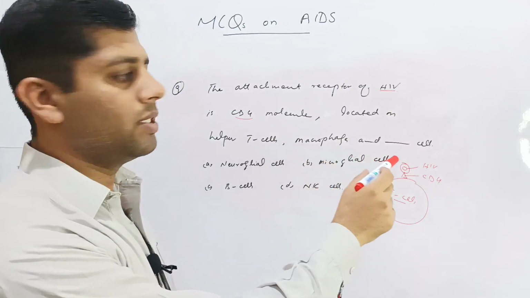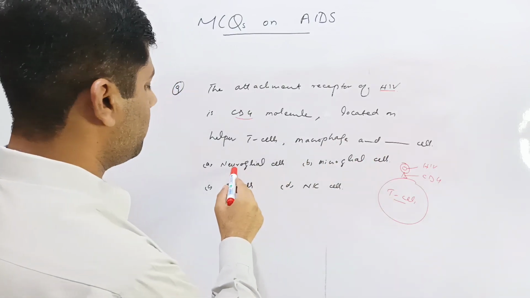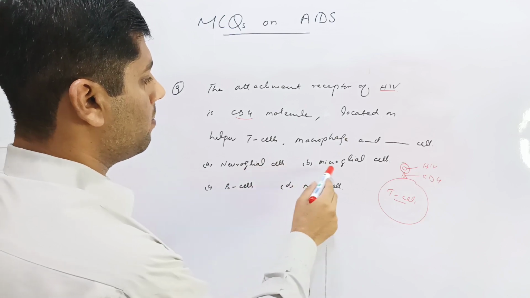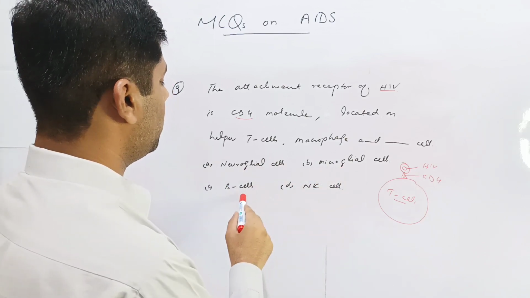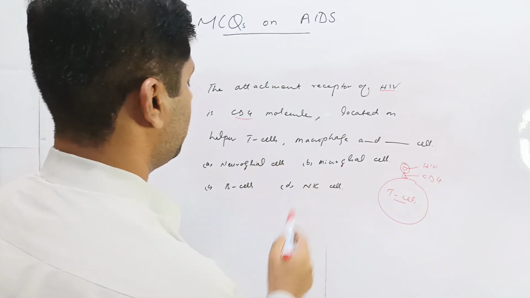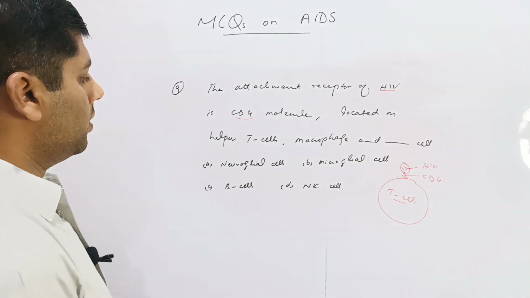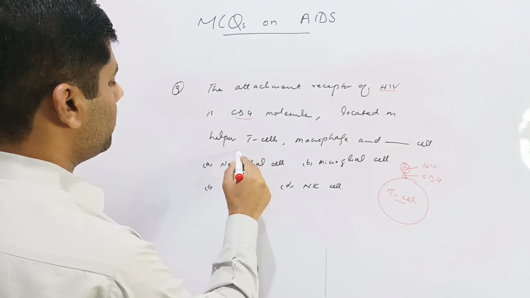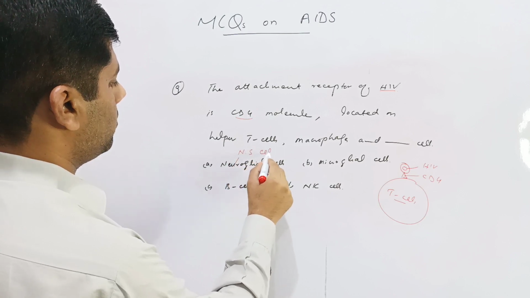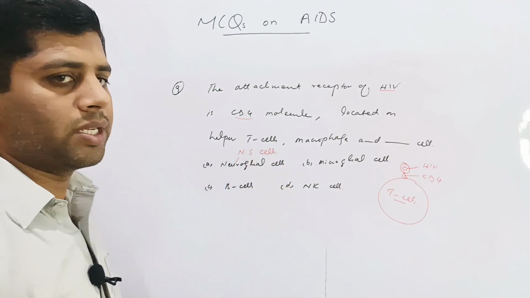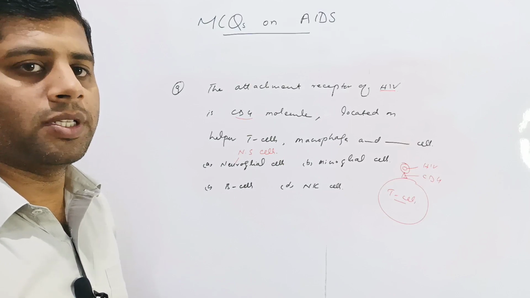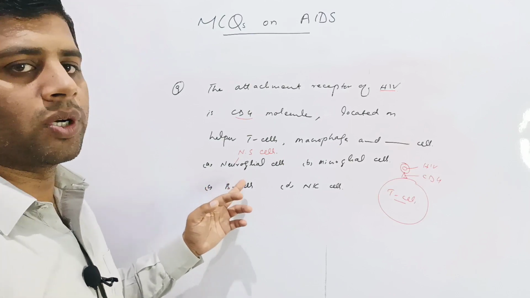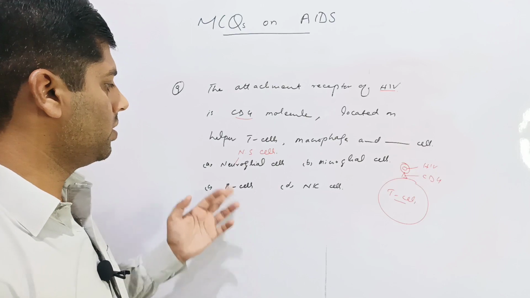And the third option he is asking about. These options are neuroglial cells, microglial cells, B cells, and NK cells. Neuroglial cells are basically cells of the nervous system. These are non-neuronal cells which do not transmit any impulse, rather they support the neurons to transmit information. So this is a relevant option.